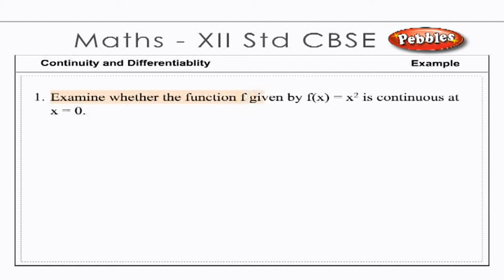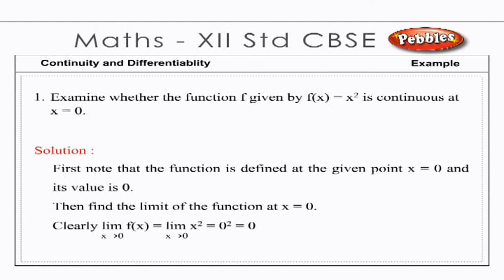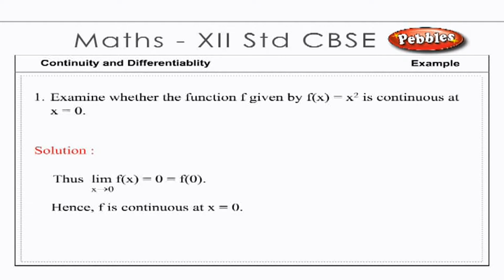Examine whether the function f given by f of x is equal to x square is continuous at x is equal to 0. Solution. First note that the function is defined at the given point x is equal to 0 and its value is 0. Then find the limit of the function at x is equal to 0. Clearly, limit x to 0 f of x is equal to limit x to 0 x square is equal to 0 square, which is equal to 0. Thus, limit x to 0 f of x is equal to 0 is equal to f of 0. Hence, f is continuous at x is equal to 0.